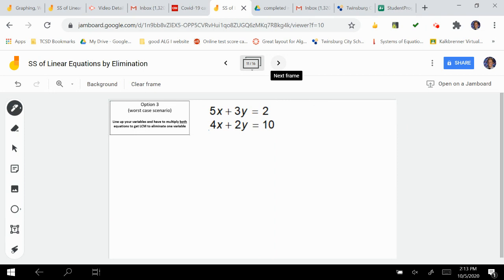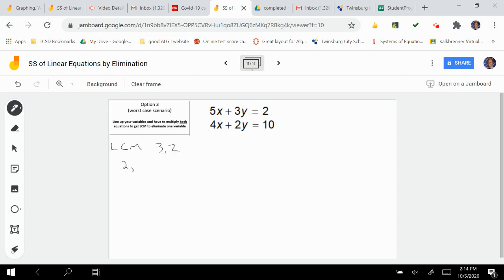Worst case scenario, you have 5x plus 3y equals 2, or 4x plus 2y equals 10. This means I'm going to have to manipulate both of these situations, all right? So I look at my x values of 5 and of 4, and I can just either solve for x's or solve for y's. I like y's because the numbers are smaller, all right? We're going to use some number sense here and say I like 3 and 2 because they're smaller than 5 and 4. All I'm going to do is figure out what is my least common multiple between 3 and 2.